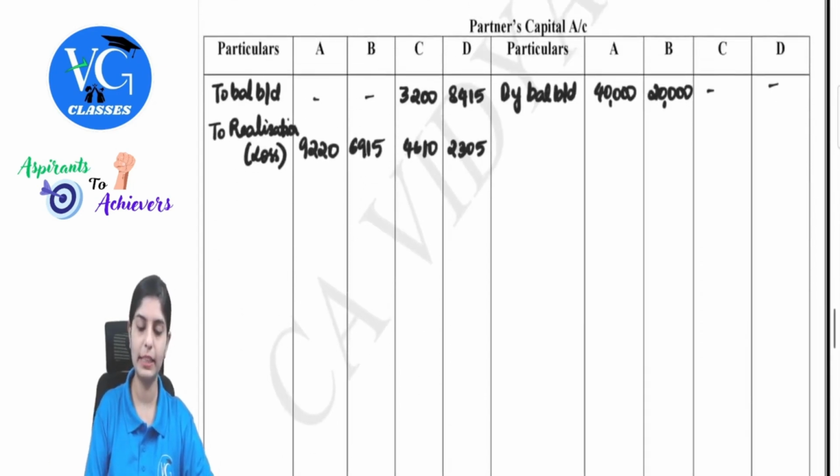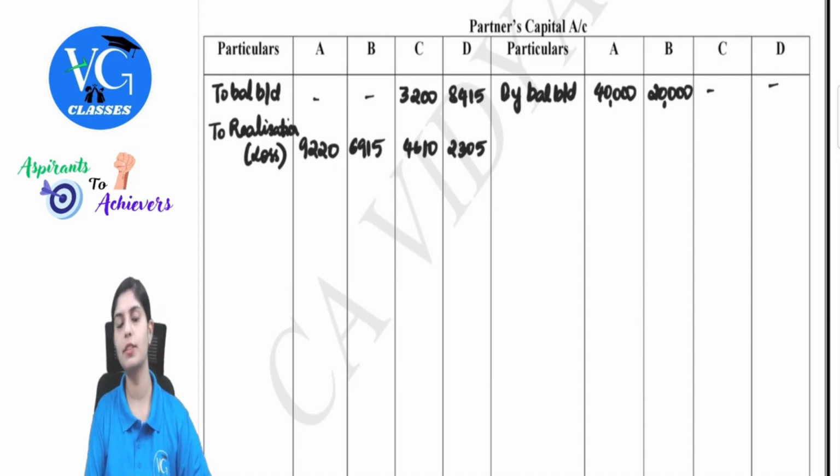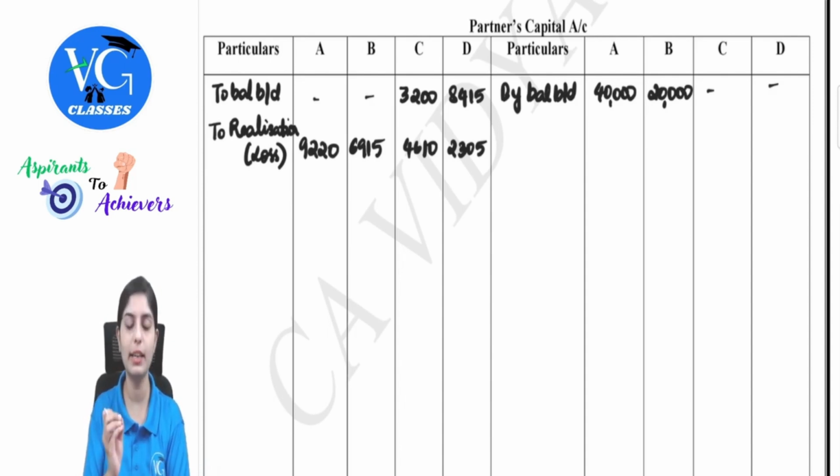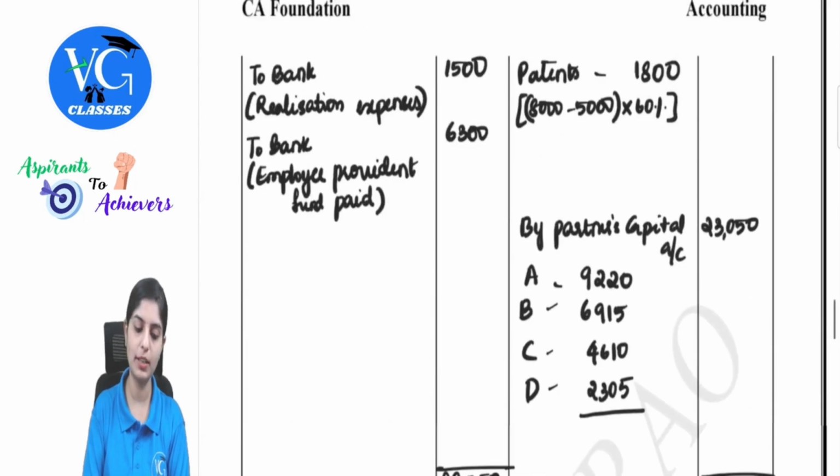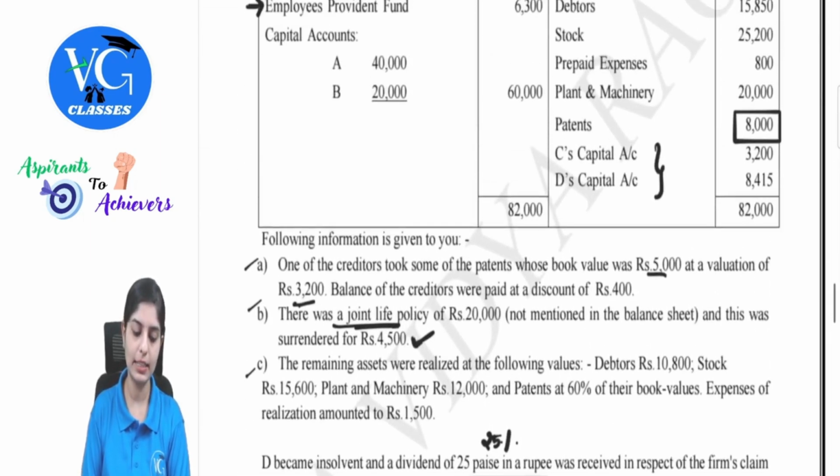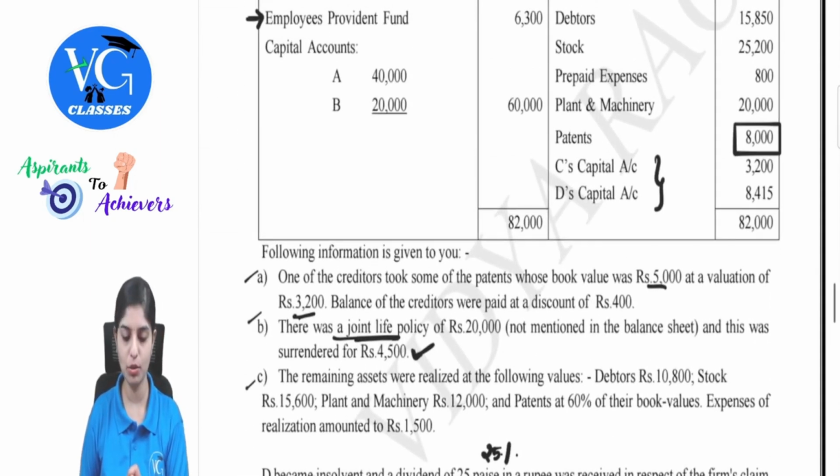Who is insolvent? D. So the first step in applying Garner versus Murray is that the solvent partners have to bring in additional capital equal to the realization loss. First we have to understand who the solvent partners are. The question confirms D became insolvent, but C also has a debit balance.